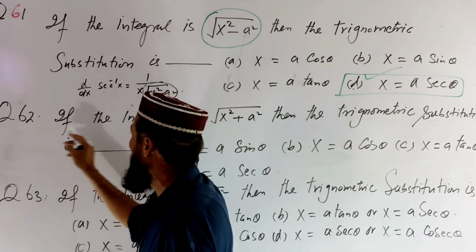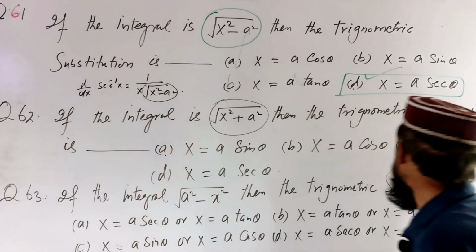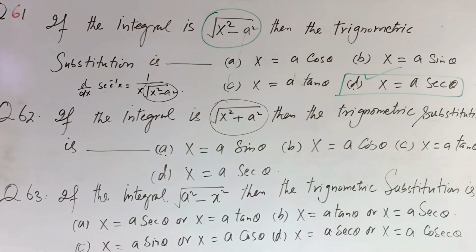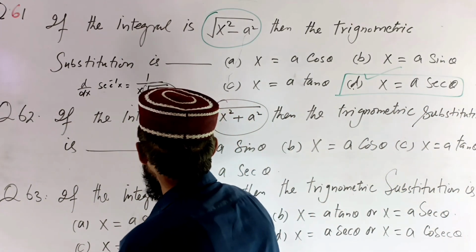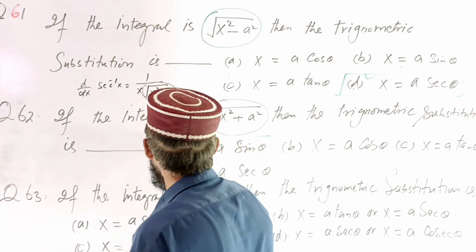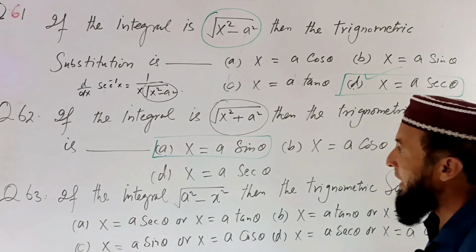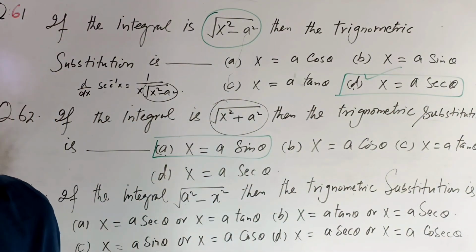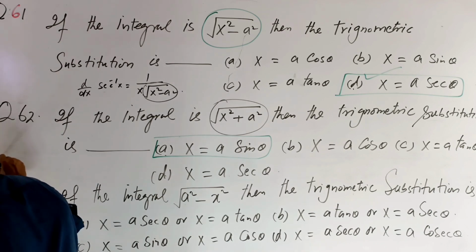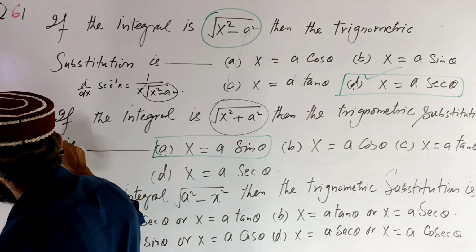Question number 62. If the integral has the square root of x square plus a square, in this situation the correct option is x is equal to a sin theta, because we know the formula for the derivative of 1 divided by the square root of x square plus a square, the derivative of sine inverse x.